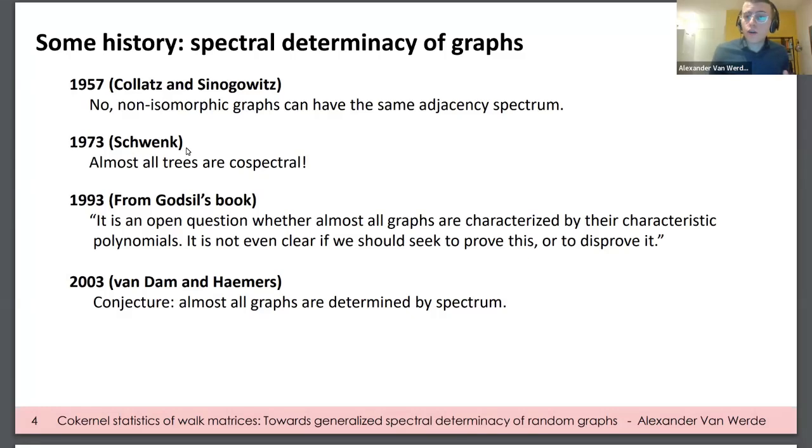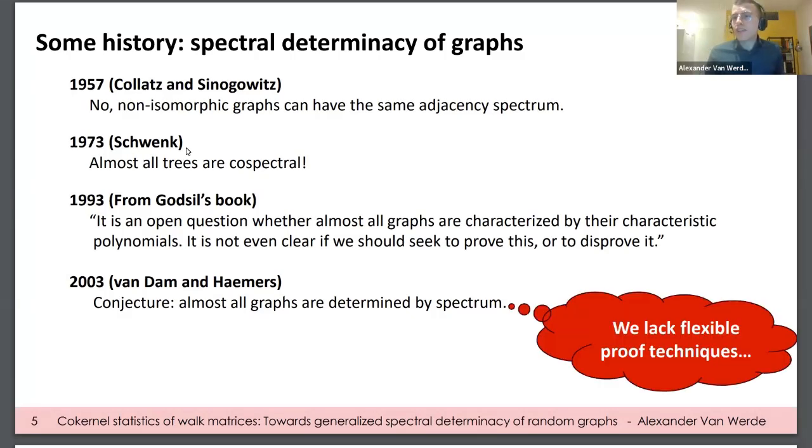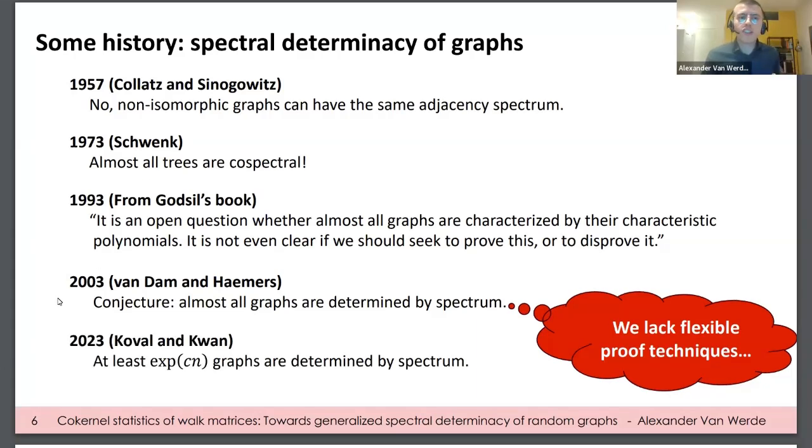In the opposite direction, however, we do not have many techniques. So if I give you a graph and it happens to be determined by its spectrum, that's going to be a lot more difficult to prove in general. To give some idea about this, I may note that for the adjacency spectrum, the best result is due to Koval and Kwan, who established that there are exponentially many graphs determined by the spectrum, which is a recent result and was in some sense a breakthrough because previously the bound had been stuck at exponential of square root n.